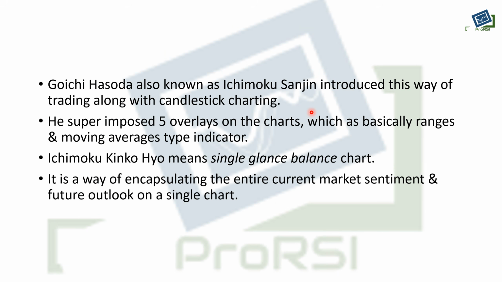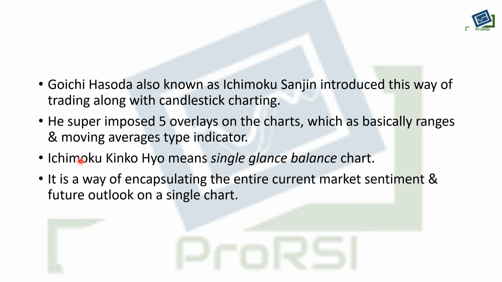So Goichi Hosoda was the man who introduced this cloud charting, and he was also known as the Ichimoku Sanjin. What he does basically is impose five overlays on the charts, which are basically ranges of the price chart or moving averages. So there is nothing rocket science in the components of the Ichimoku charts, and there is no rocket science in the deductions of those components. They are just simple. Either they are a range of a certain number of bars, or they are moving averages.